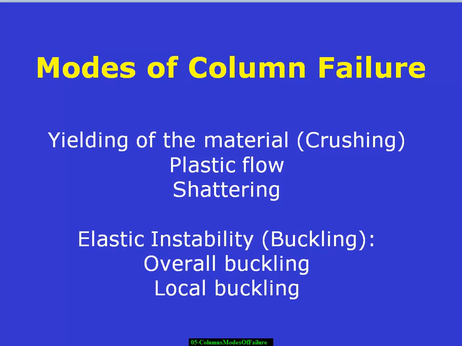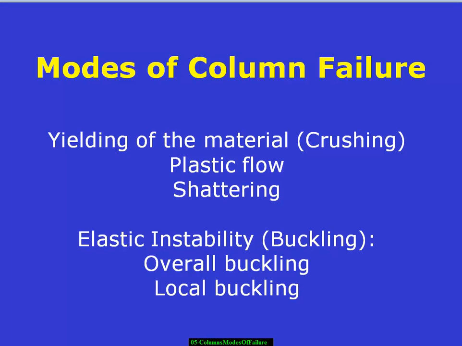Welcome to our video on modes of column failure. Columns fail in one of two broad categories. One is yielding of the material, which we sometimes call crushing. This may involve plastic flow if it's a ductile material like steel, or if it's a brittle material like concrete, it will involve shattering. We also have another mode of failure, which is very common and very dangerous because it actually occurs well below the yield stress of the material. It involves elastic instability, or the short terminology that we use for that is buckling.